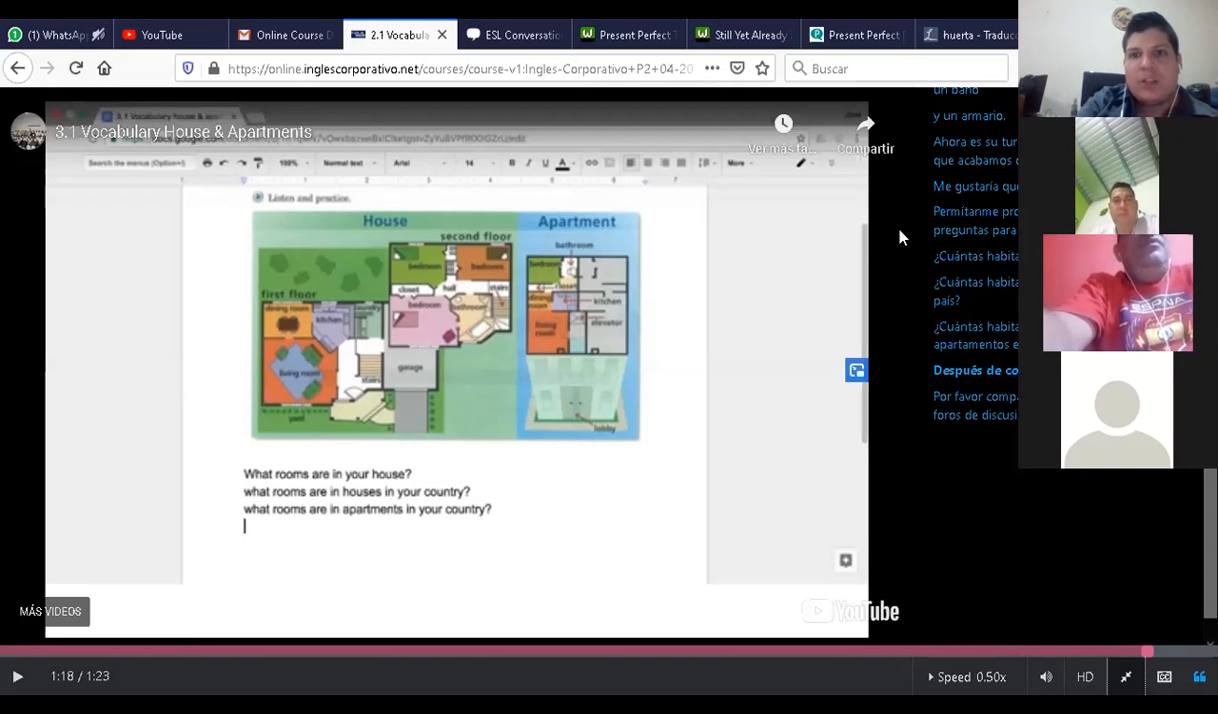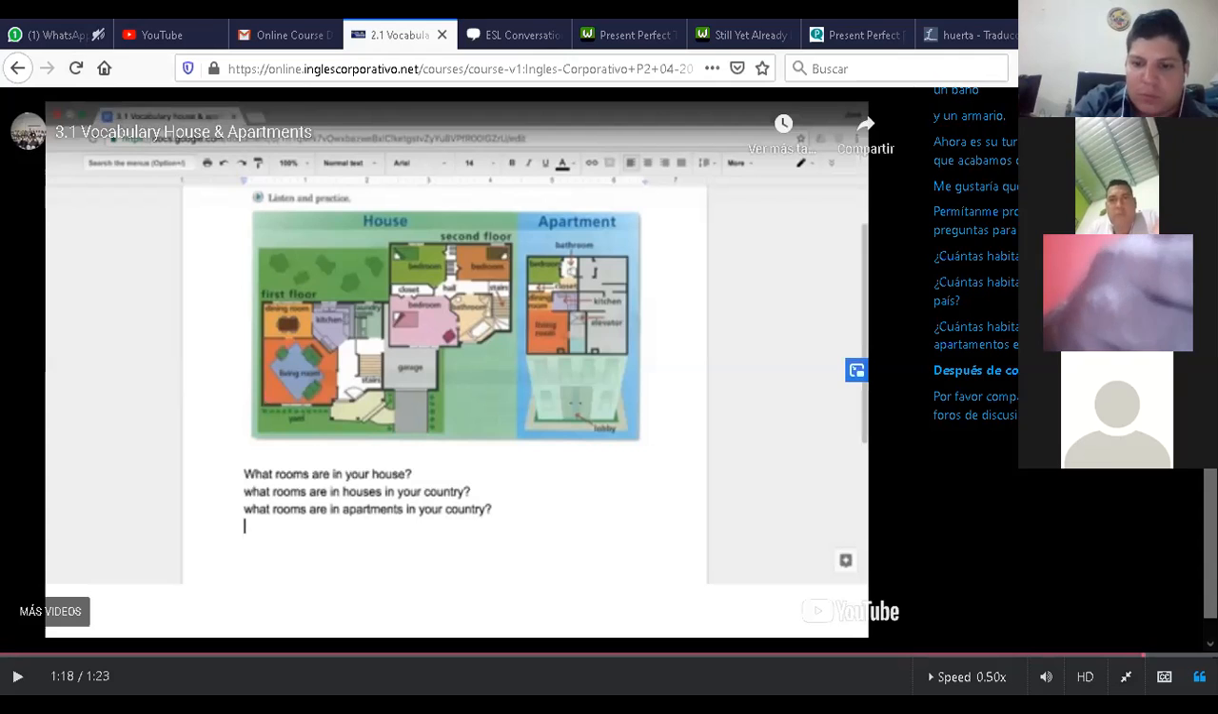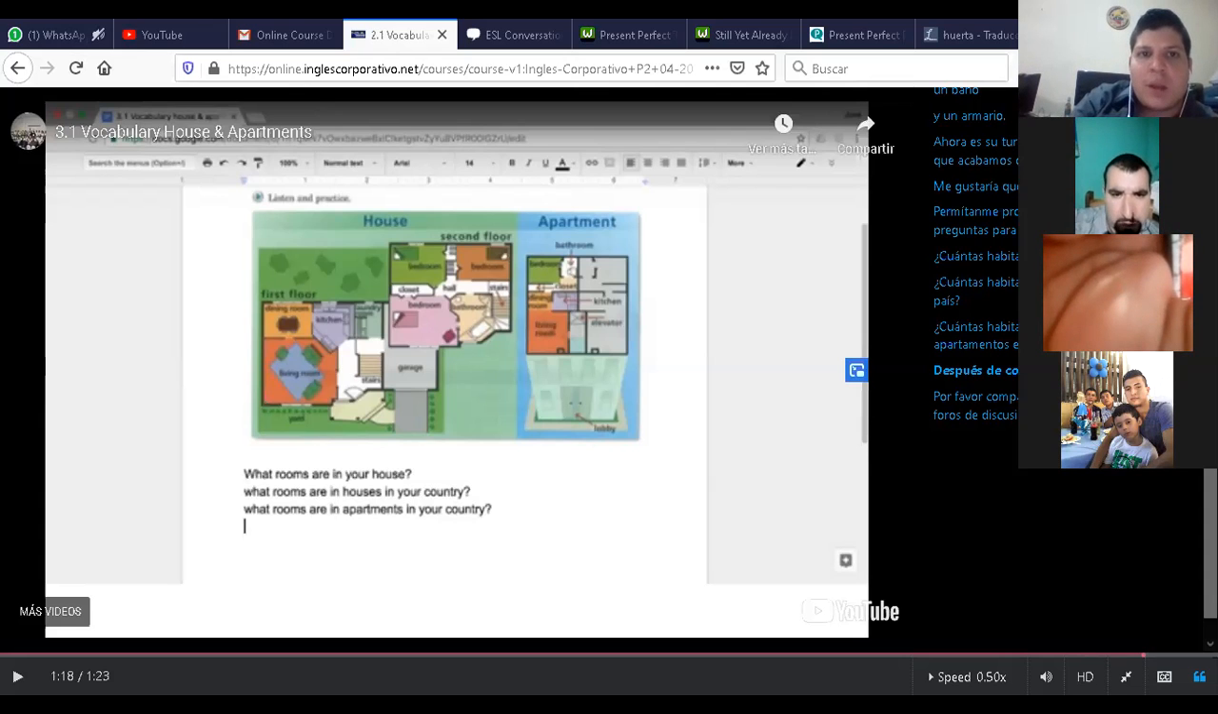Then we go with second floor. Second floor is going to be segundo piso. Okay. Primer piso. Segundo piso sería second floor. Nice. How do you say comedor? Living room. No. Table. So it's going to be dining room.